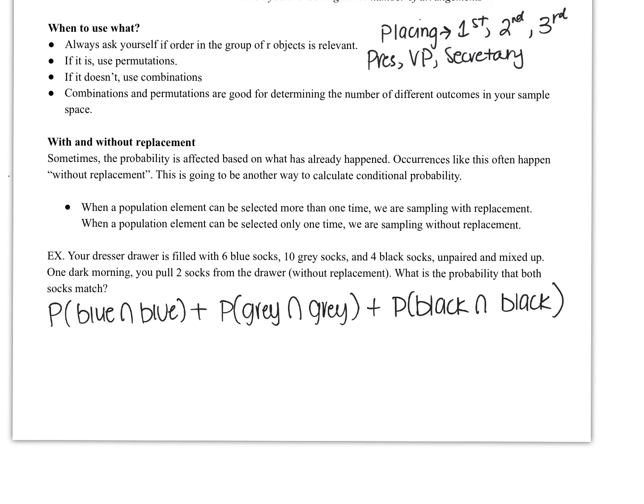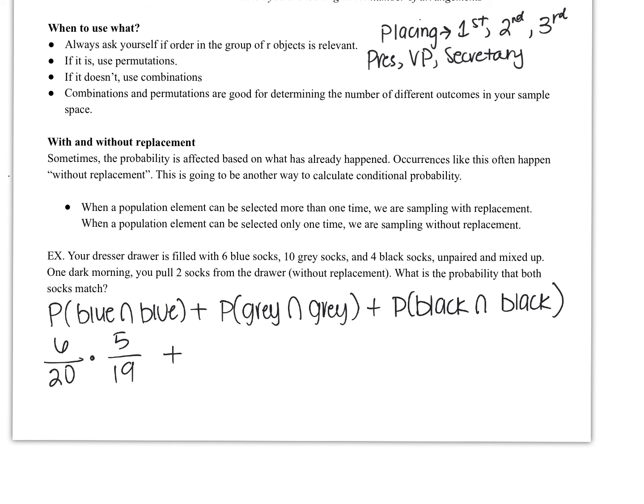The probability that the first sock is blue: we have 6 blue socks, and if we add up all of our socks, we get 20. So 6 out of the 20 socks are blue. Multiply it by the probability that my second sock is blue. Assuming the first sock is already blue, there's now only 5 blue socks remaining, and there's only a total of 19 socks remaining. So both the numerator and the denominator have decreased.